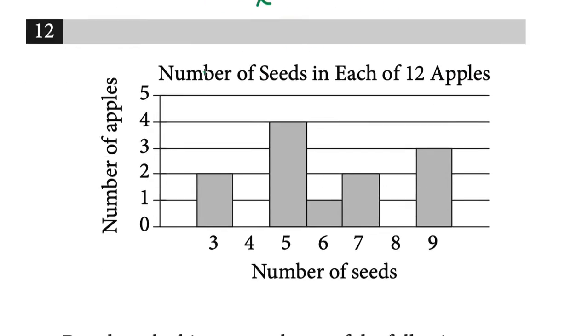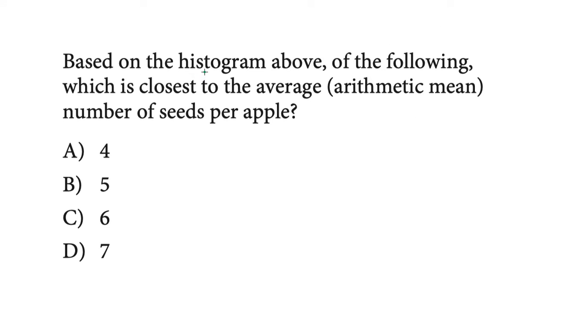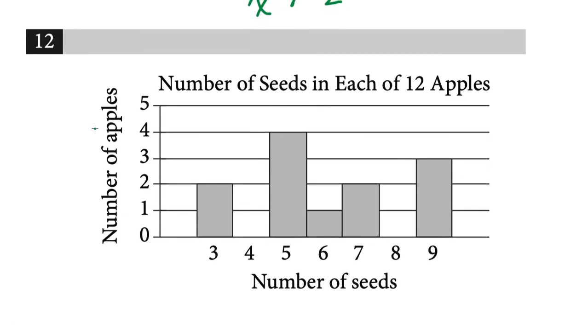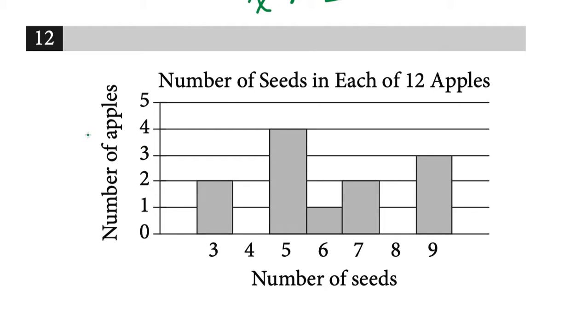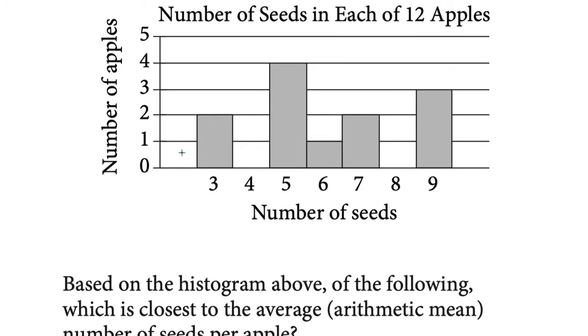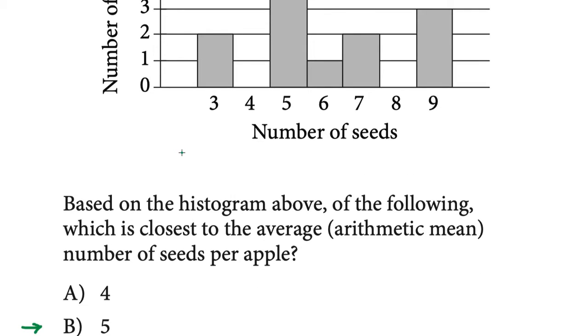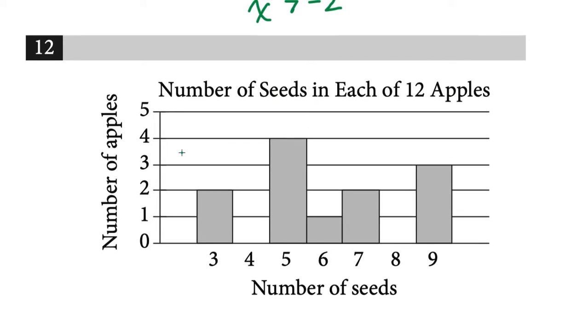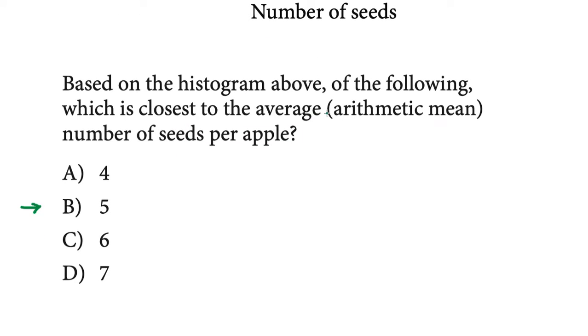All right, Gunnar, what did you get for number 12? 5. All right, we'll check Gunnar's answer. Here we go. Number 12. We have the number of seeds in each of 12 apples. So we're trying to find the mean of the number of seeds per apple. How do we find the mean? What is the definition of mean, the average?